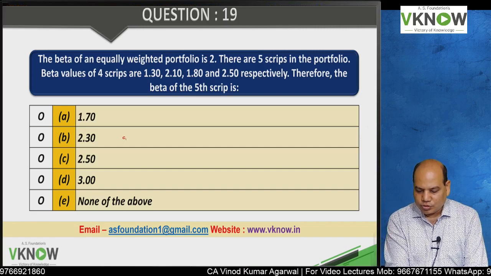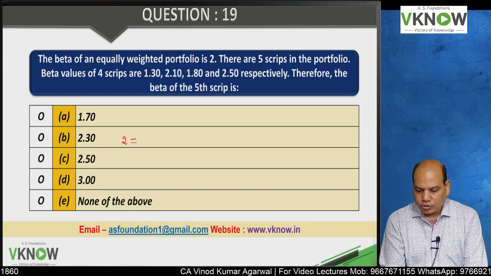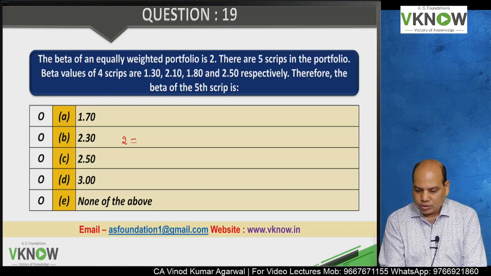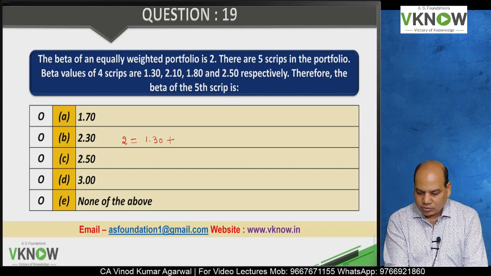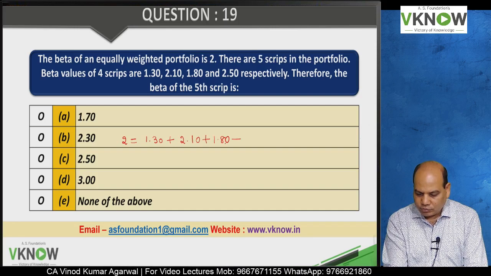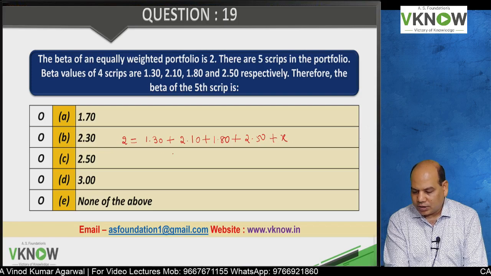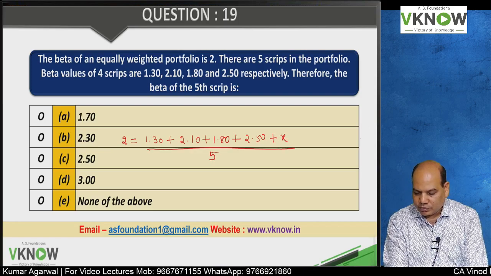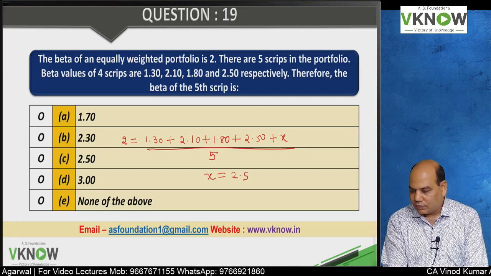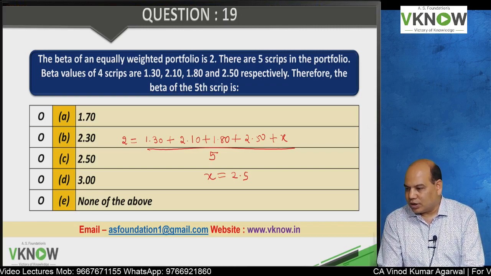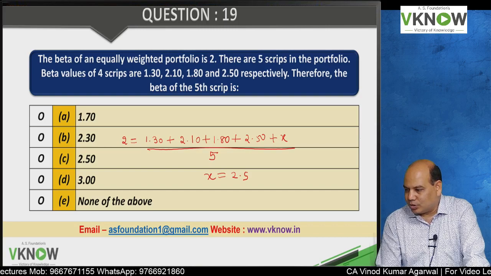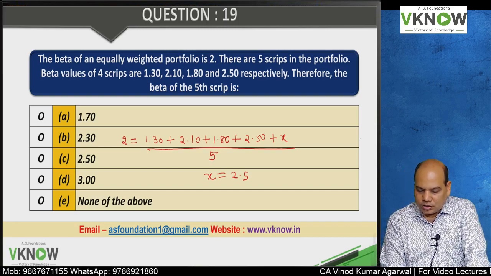Okay, let me say, you have to solve this equation. Portfolio beta is 2 and there are 5 scripts in the portfolio with equal weightage. If the weightage is equal, we can take the average: 1.3 plus 2.10 plus 1.8 plus 2.5 plus x, and this you divide by 5. When you solve it, you will get the value of x as 2.5. Have you got it like this, 2.5? So the answer is 2.5.